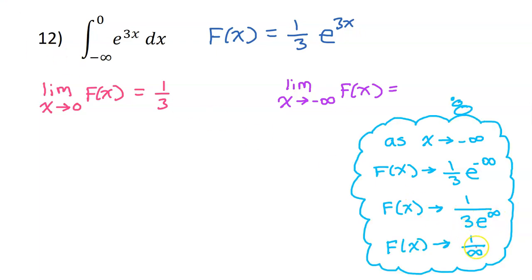But that's just 1/infinity. In other words, we have 1 in the numerator, and the denominator is getting bigger and bigger. As this happens, the overall value of the fraction gets smaller and smaller. In other words, capital F of x approaches 0.